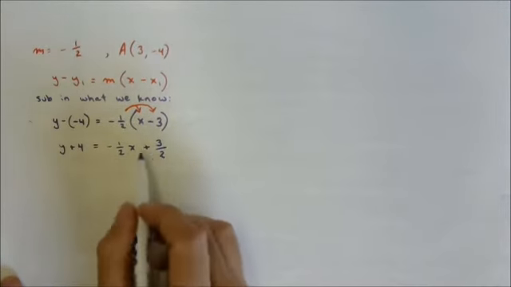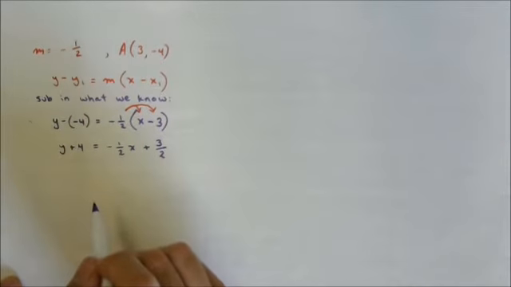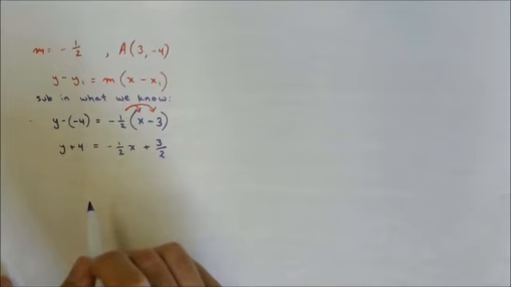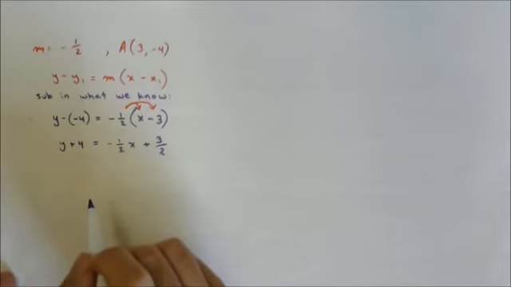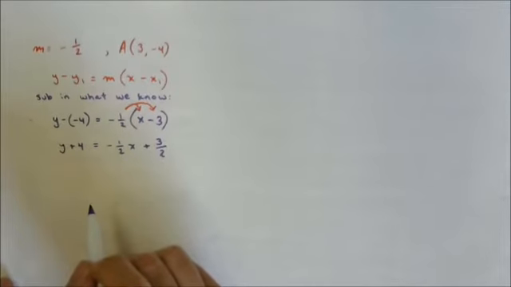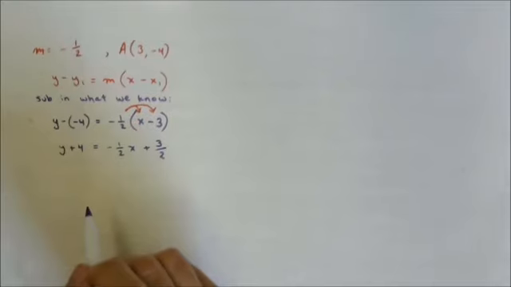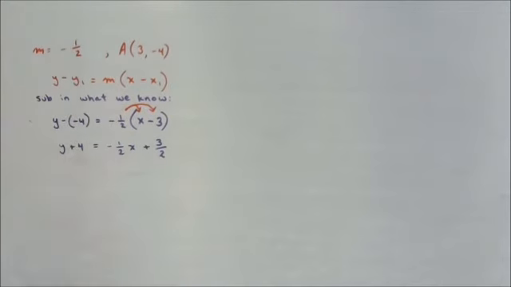Am I allowed to have fractions in standard form? No. What can I do to get rid of these fractions? Multiply it by 2. Multiply what by 2? The whole right side. If you do it to one side, you gotta do it to the other side. If I do it to one side, that would be uneven, right? So I have to do it to both sides.